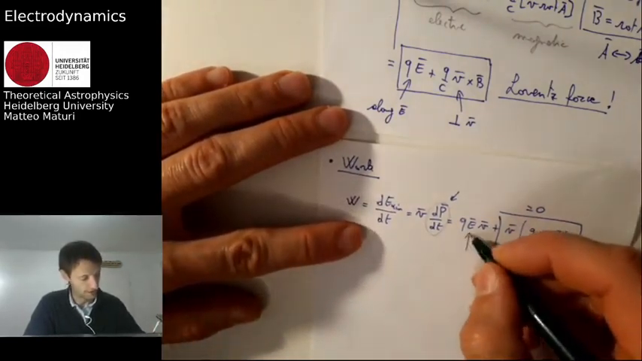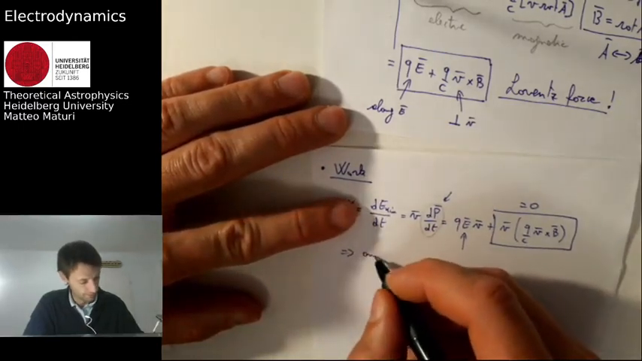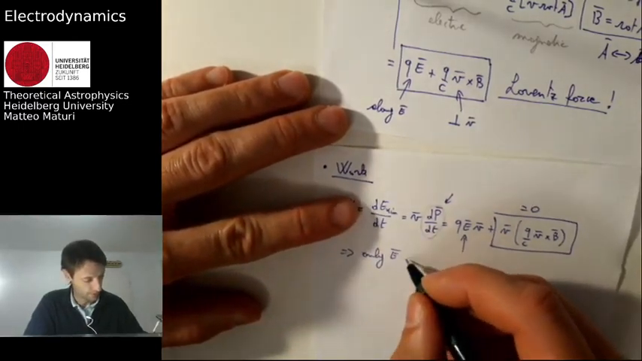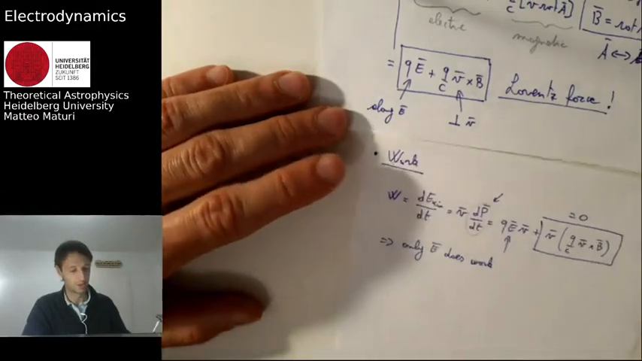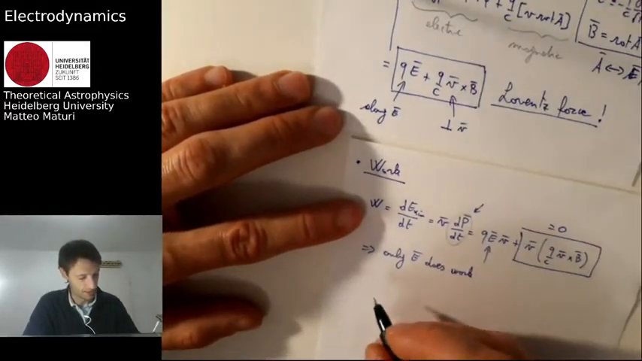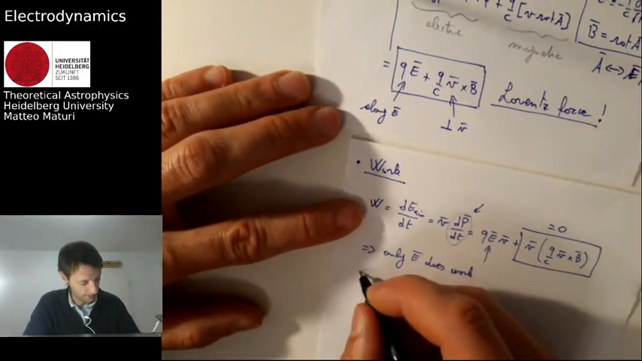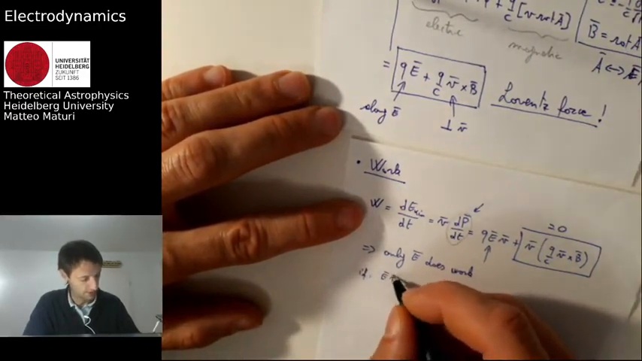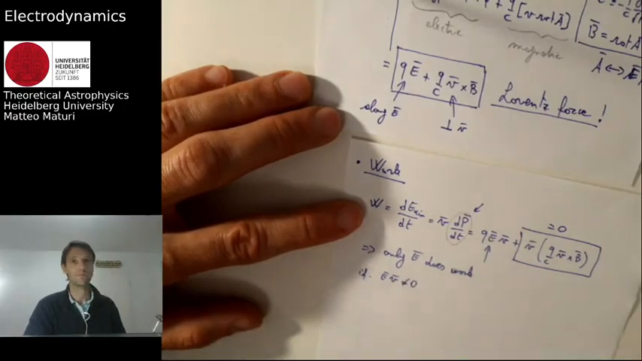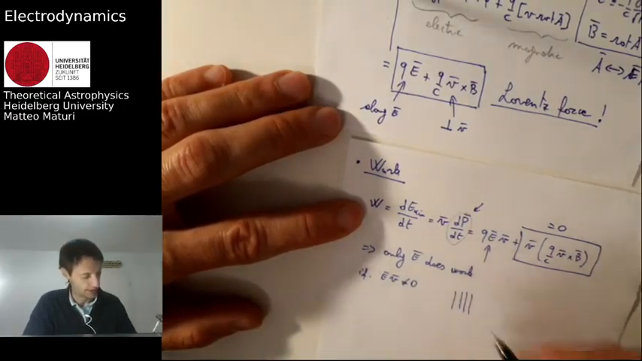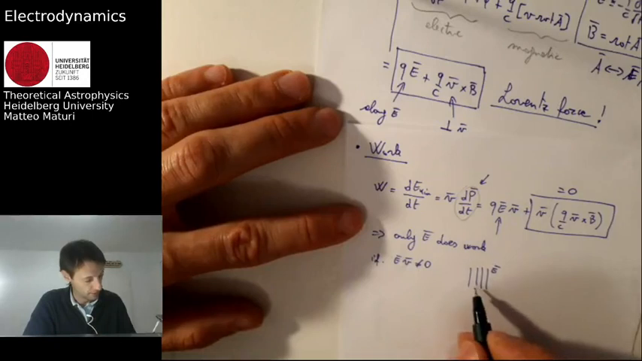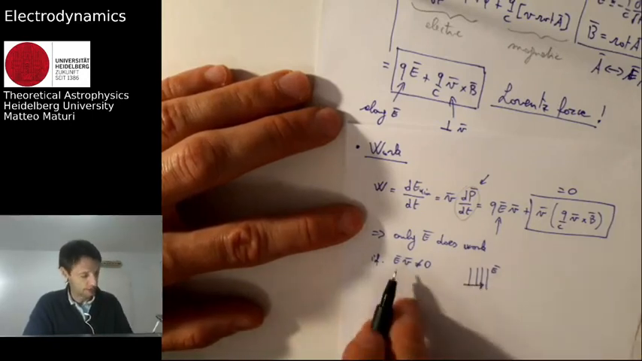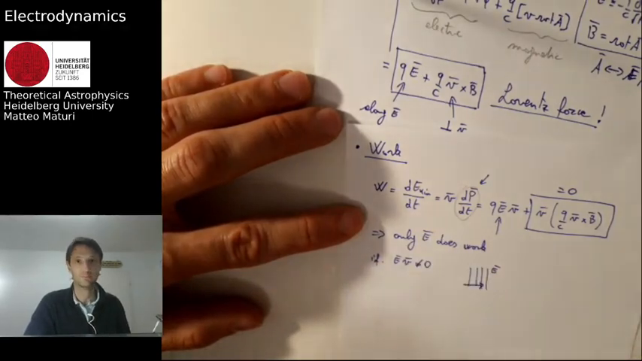Therefore, only the electric field does work. Only E does work. It is the only one that produces work, and only if you have that E·v is different than 0, of course. Because if you imagine that the electric field is oriented in this way, one direction or the other, doesn't matter, and the velocity of the particle is orthogonal, then the scalar product is equal to 0, there is no work done. Okay, and that's it.